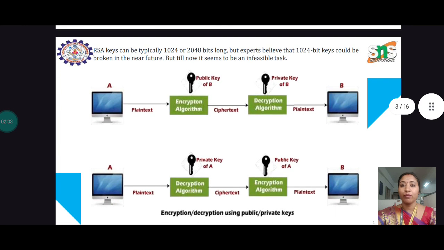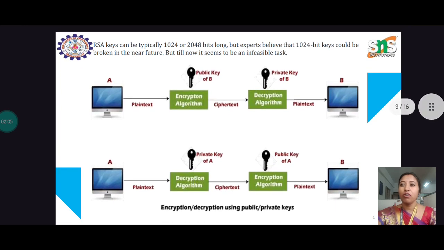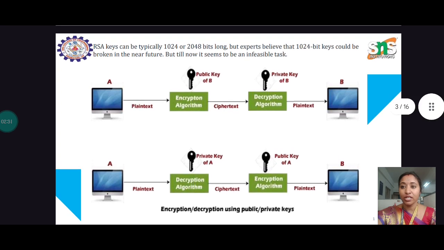This is a block diagram of the RSA algorithm, and the RSA keys can typically be 1024 or 2048 bits. Experts believe that 1024-bit keys could be broken in the near future, but it still seems to be an infeasible task. So you can see here in the RSA algorithm, two keys are used.